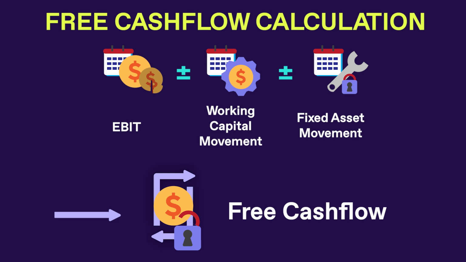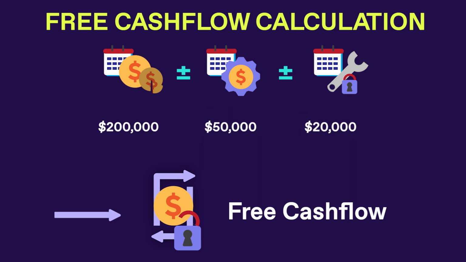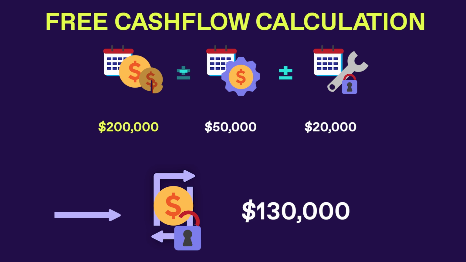Let's say hypothetically we had $200,000 worth of EBIT, our working capital went up $50,000, and we invested $20,000 in fixed assets. Our free cash flow is $130,000 because we've got $200,000 worth of EBIT, we subtract the increase in working capital, and we subtract the purchase of fixed assets.